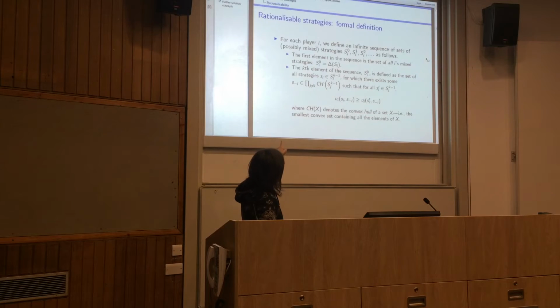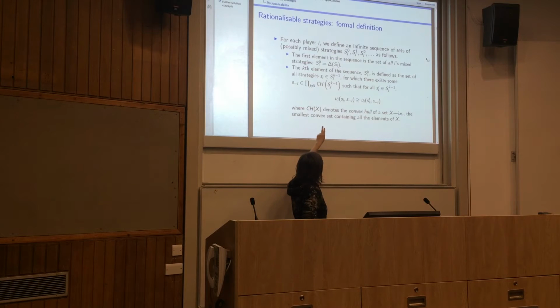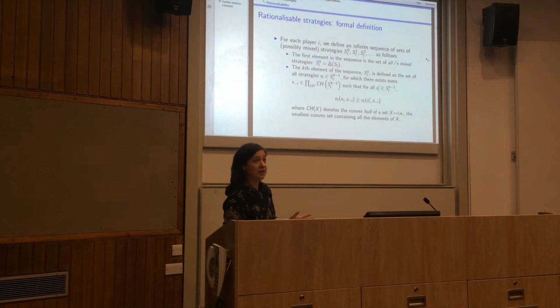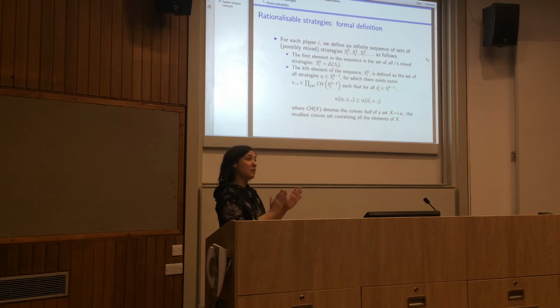Okay, but what are the strategies of the opponents? So you would look at all the strategies for which there exists some combination of strategies, some S minus I, of the opponents of player I, which belongs in the convex hull of the previous sets for the other players. What is a convex hull? We spoke about a convex set last time, right?